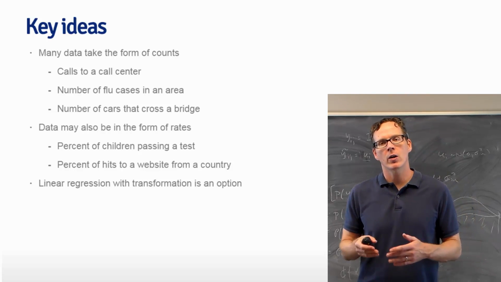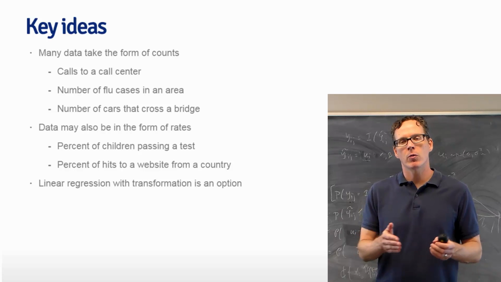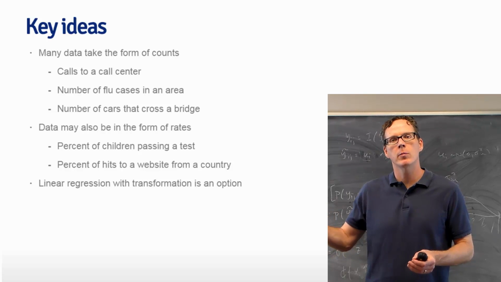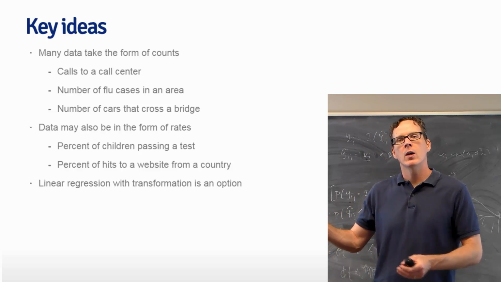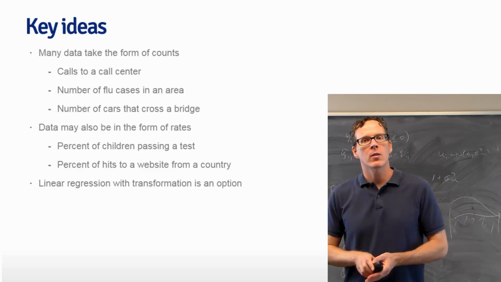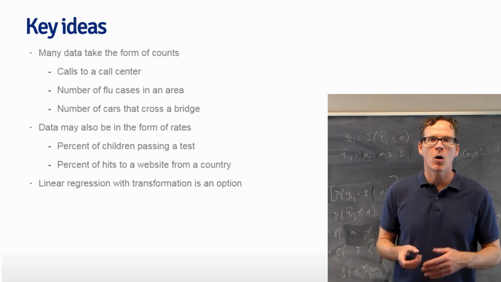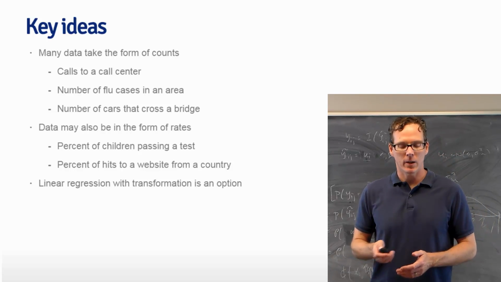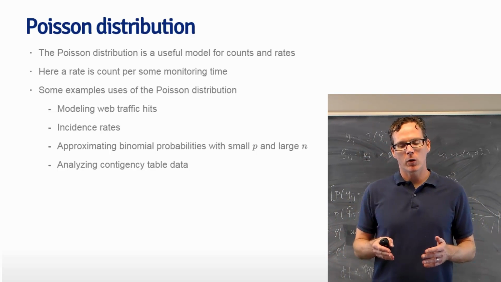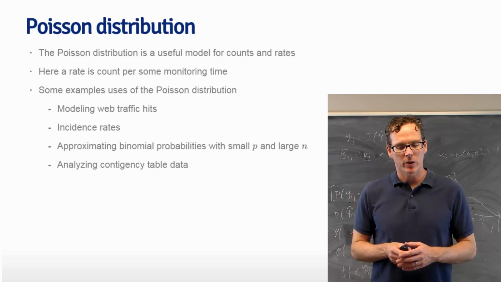Okay, so all of these are instances of counts, and rates and proportions you can also think of as counts, both because the numerator is a count, and whatever you're dividing by, either the person time at risk or the total time or the total sample, or the number of trials. That's a second number that we're going to show you how to deal with as well, when looking at the numerator, the count part. All of these can be handled with Poisson GLMs. So the Poisson distribution is a useful model for counts and rates. And again, a rate is a count per some monitoring time.